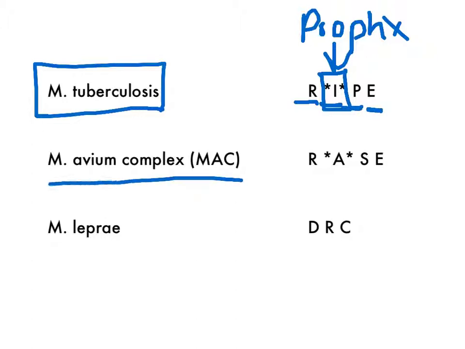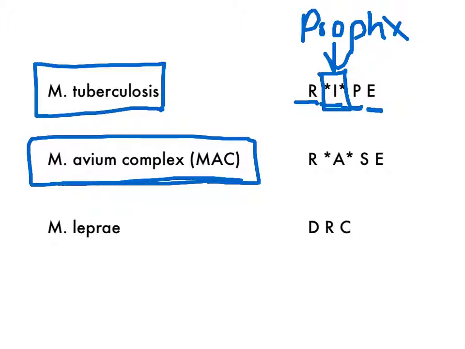The next one is Mycobacterium avium complex, and I think the most common way you'd see this is in an HIV patient with a CD4 count under 50. They usually don't get pulmonary symptoms, but you can get other symptoms along with that. For this, I just have the acronym RAISE. RAISE stands for rifampin, azithromycin, streptomycin, and ethambutol. Let me do one more time: rifampin, azithromycin, streptomycin, and ethambutol.